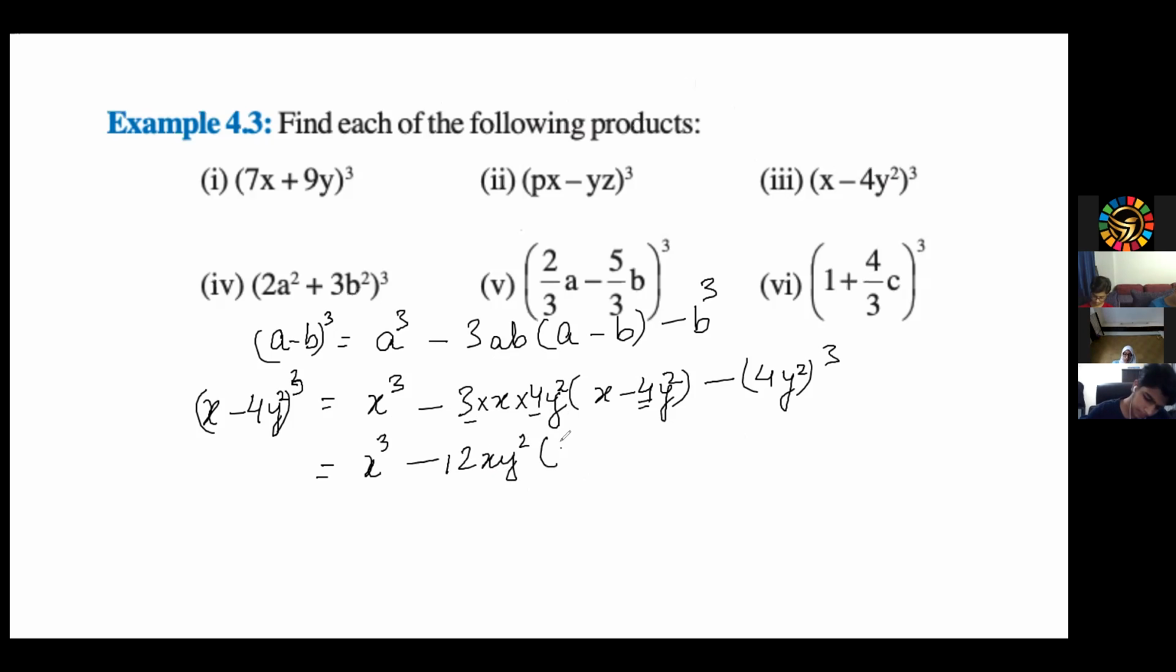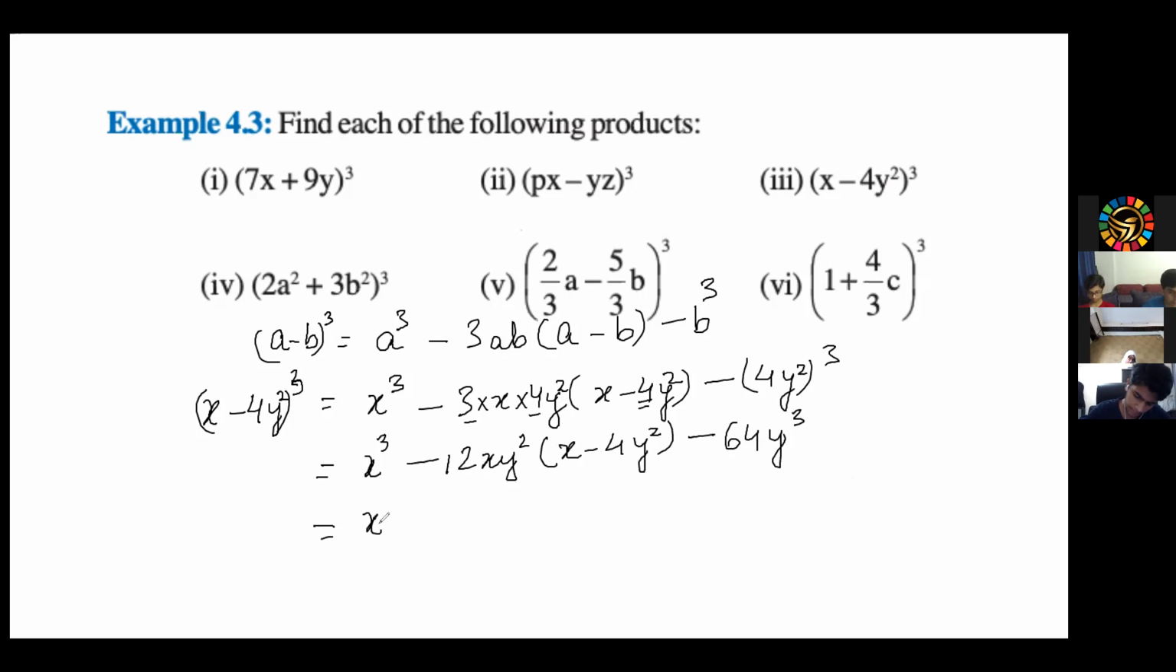Okay, in the bracket, x minus 4y square. So for now let it be in the bracket only. Then 4 cube is how much? 4 fours are 16 and 16 fours are 64. So 64y cube. Is this step clear, Mozam? Yes, ma'am.